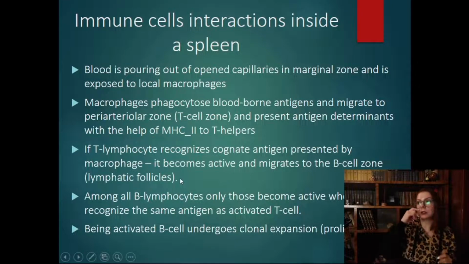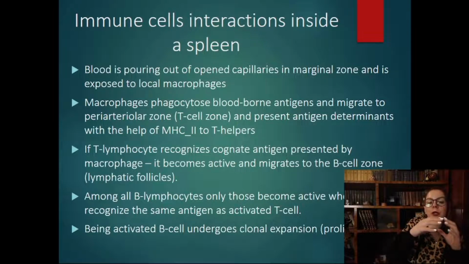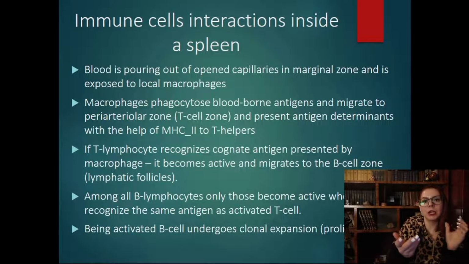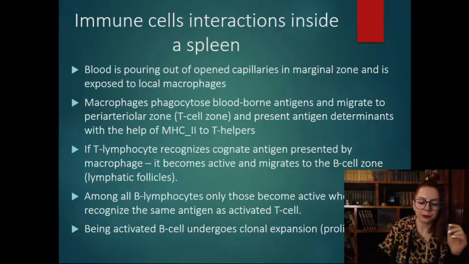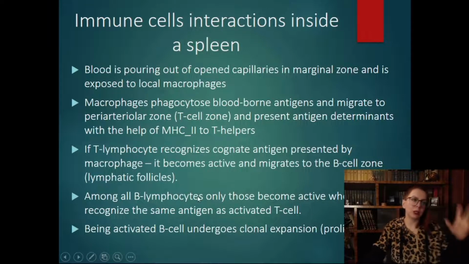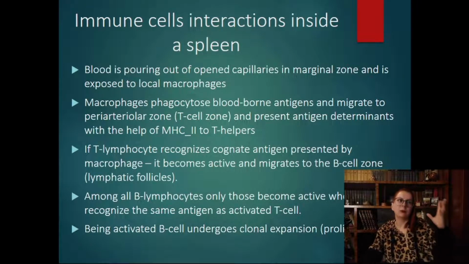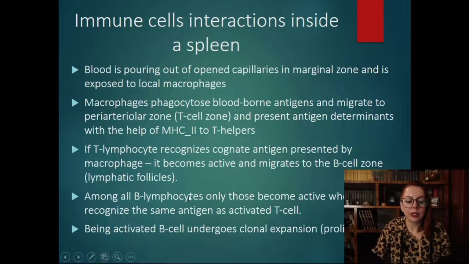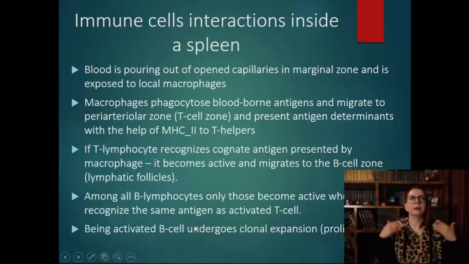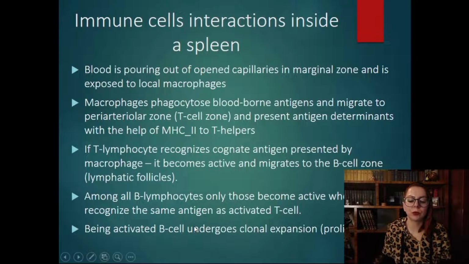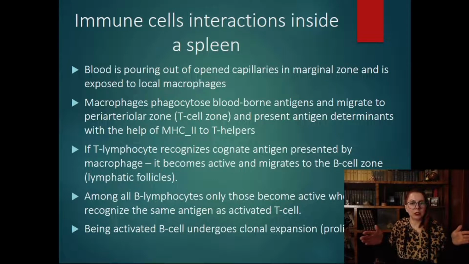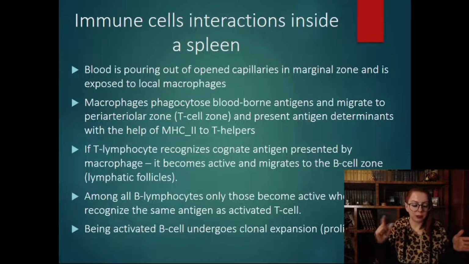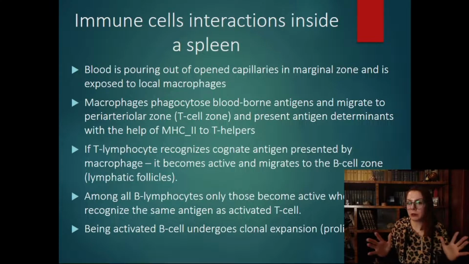So they go to the B cell corona and try to find among inactive B cells those with their receptors fit for this antigen. And among all the B cells, only those become active which have their antibodies, their receptors, fit for this antigen. In case of their activation, they divide, and through the process of clonal expansion, they give rise to a set of B cells with the same antibody specificity. So nothing difficult. Let's summarize this process.